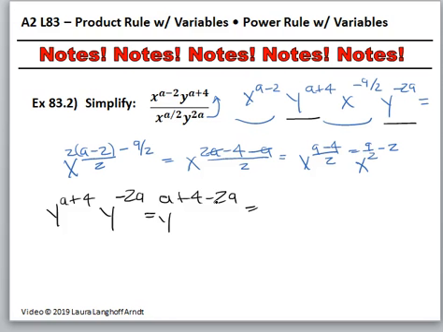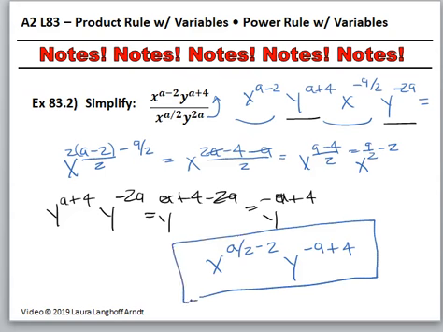A minus 2a, that's just going to give us a negative a plus 4, with y as our base. Is there anything else we can do with that? No, my friends, there's nothing we can do with that. So our final answer then is x to the a over 2 minus 2, y to the negative a plus 4. Ta-da! There we have it. I hope that's what you got.